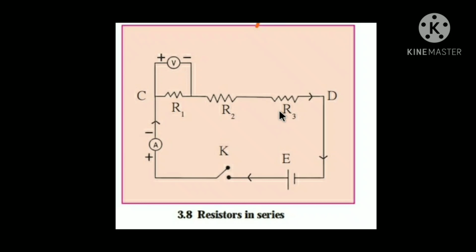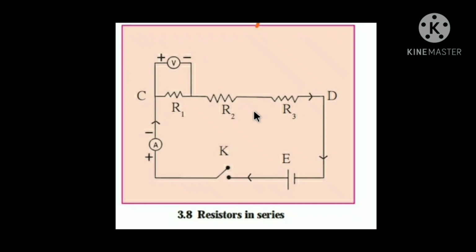See the figure. You can see that the ends of the three resistors are connected so that they follow one after the other in a single line. These resistors are said to be connected in series. In such an arrangement, the same current flows through each resistor.